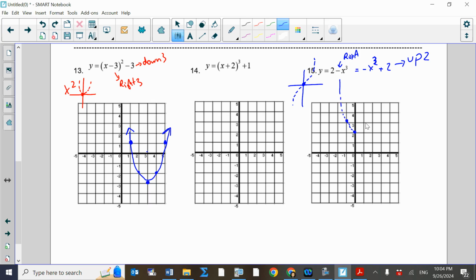So this is one side of that, and then again on the other side 1 and 1, and this is how it looks. This is the graph of the function.